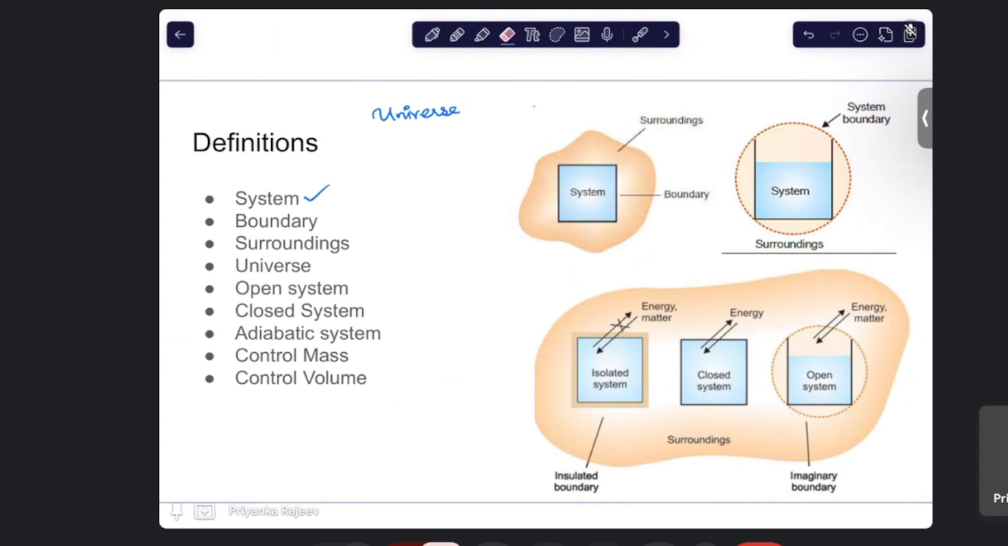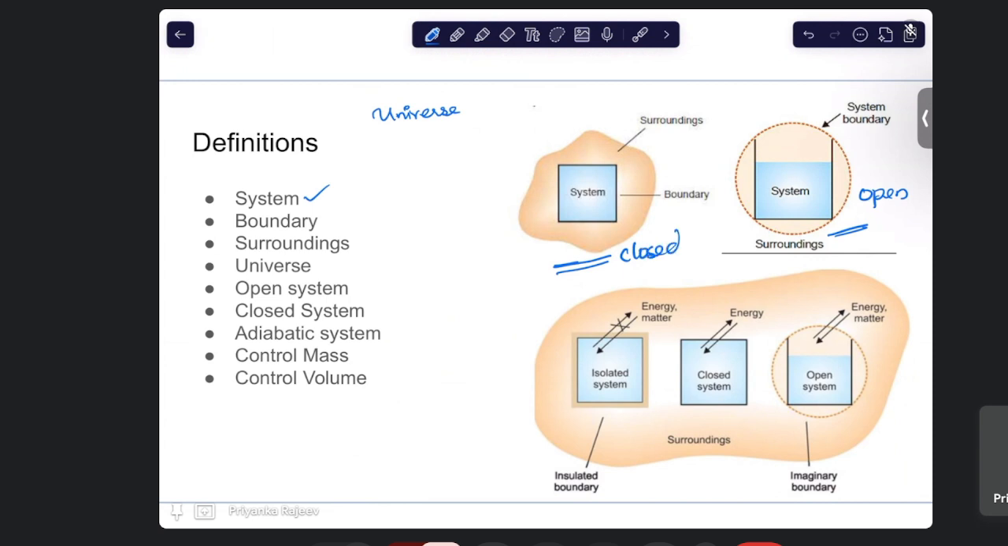So the boundary can be open and closed. For example, you can see here it is sort of a closed boundary because it has bounded the system from all directions. But here, it is sort of an open boundary because the upper side is not covered. For example, think of an insulated thermos flask.